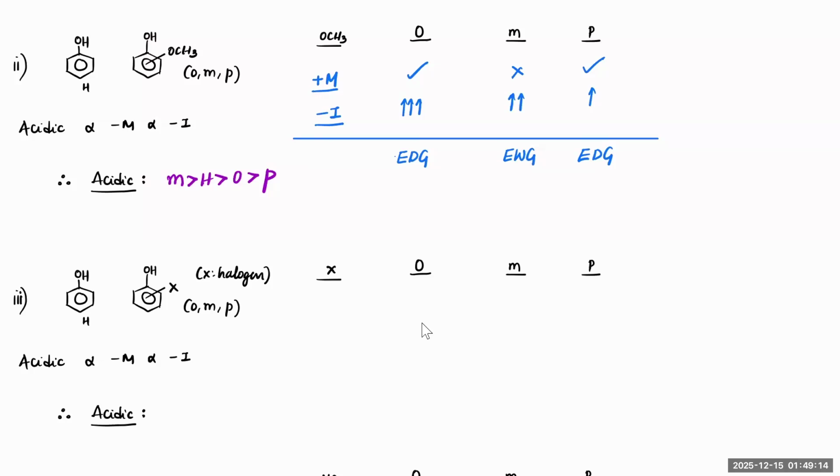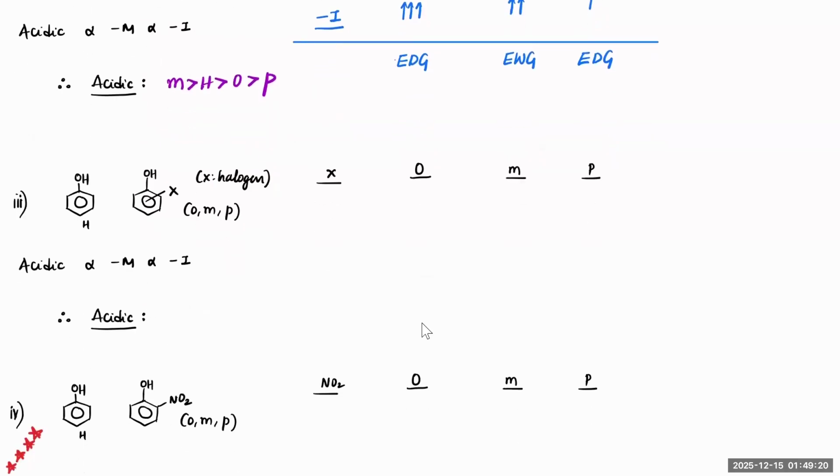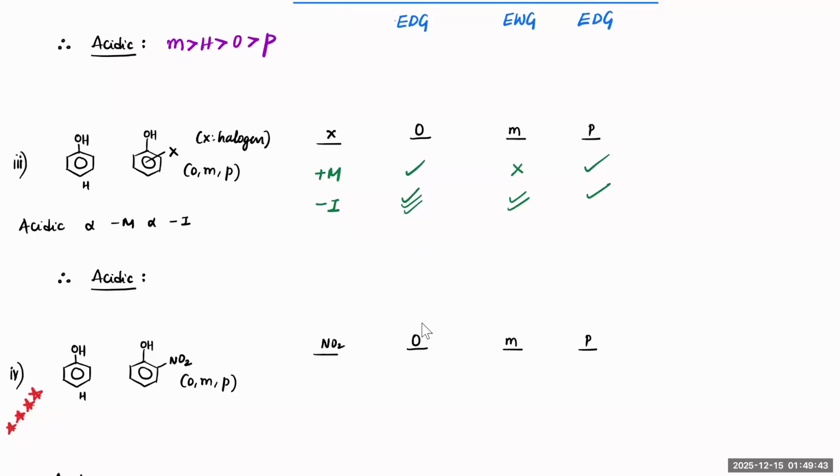Next one is halogen, when halogen is present at ortho, meta, and para position. Interestingly, halogens offer plus M effect and minus I effect. Plus M effect again is observed at ortho and para. Meta does not involve any resonance. Minus I is observed very high on ortho, moderate on meta, and very less on para. This is based on the distance factor.